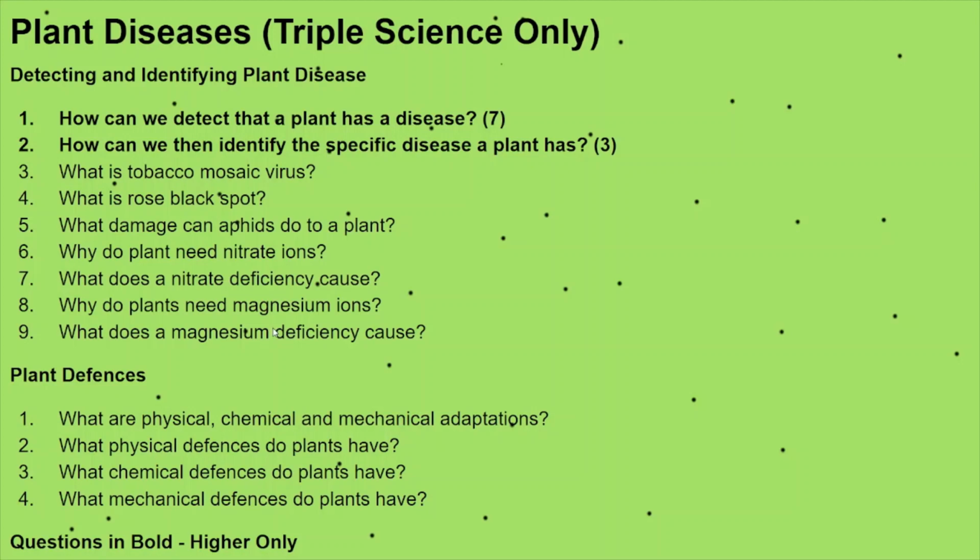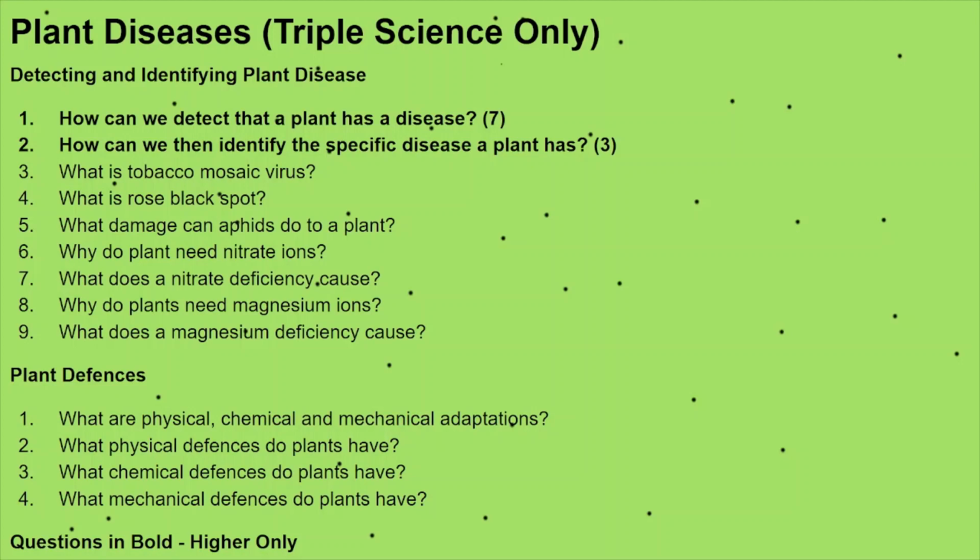Plants suck up magnesium ions through their root hair cells, and these are used for making chlorophyll. And a magnesium ion deficiency in a plant can cause chlorosis, which essentially means the plant can't make any chlorophyll. And if you remember chlorophyll, that green pigment that absorbs the light for photosynthesis, this means the leaves turn yellow, and less photosynthesis happens.